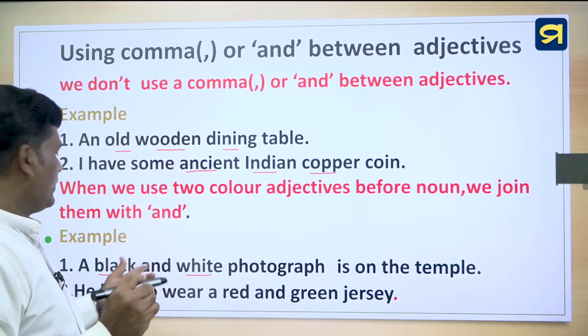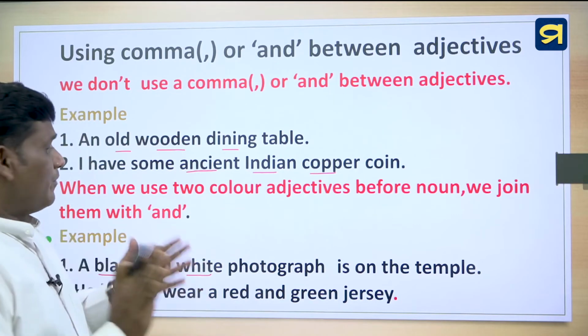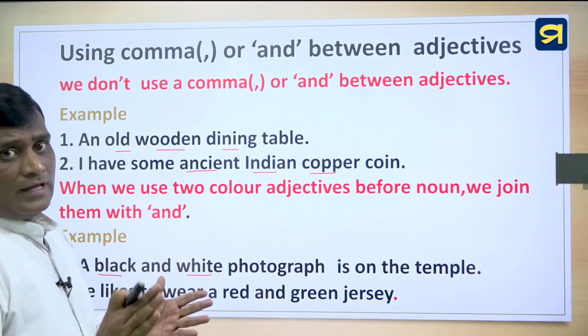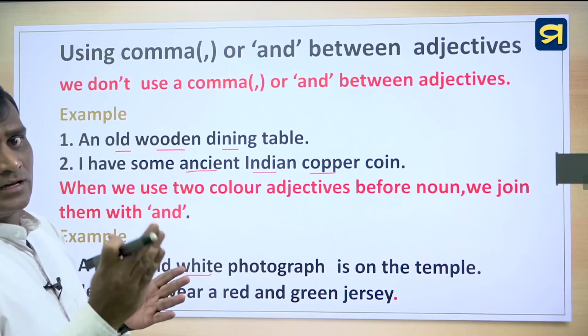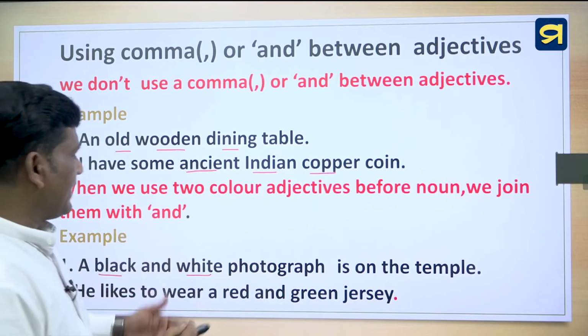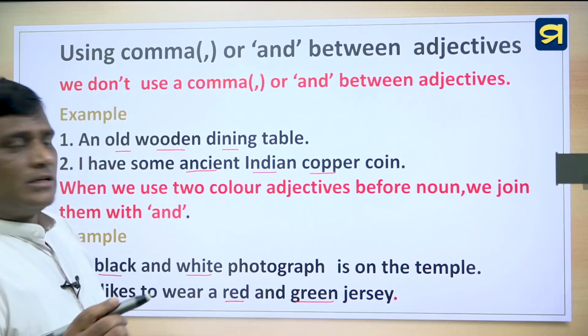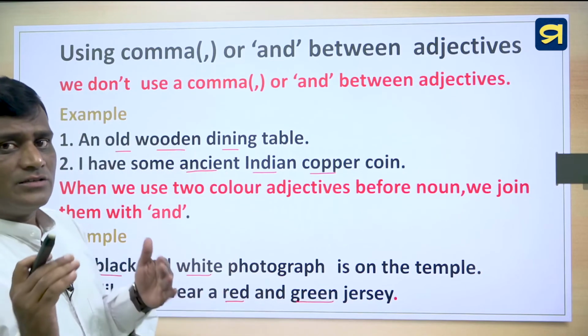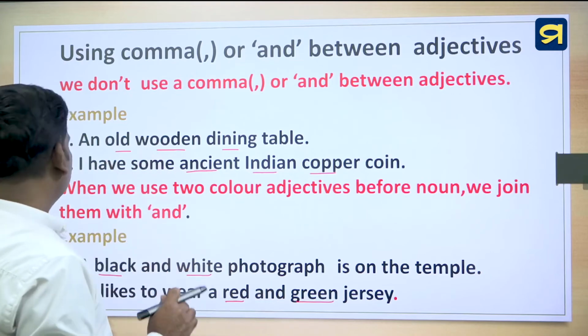But here, we use "and" because these two colors are there. If multiple colors come, then you will use a comma first, and before the last color, we use "and". Similar to, he likes to wear a red and green. Red and green, two colors. In between two colors, "and" must be used. But here, no "and" is used.